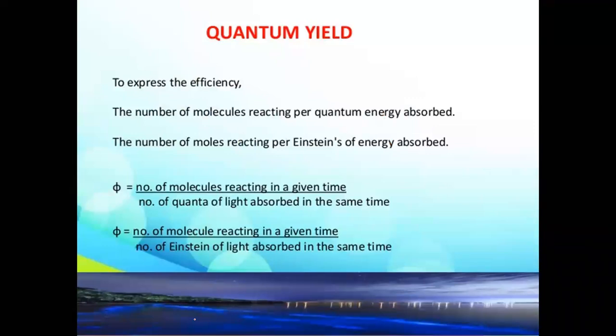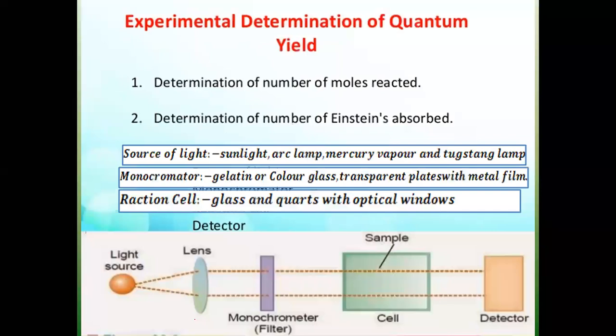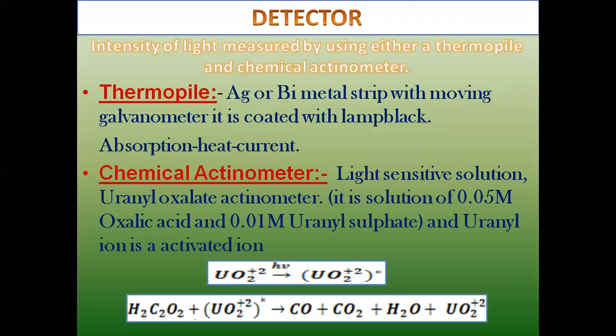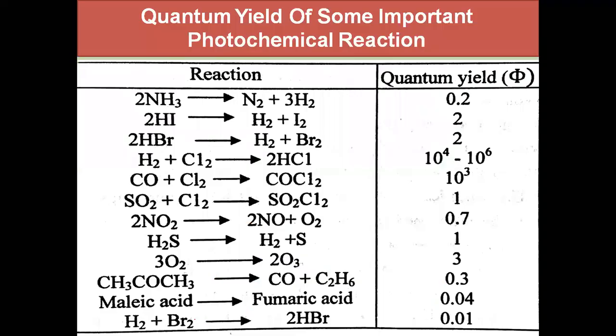Then quantum yield, you know this quantum yield is also called the efficiency. It is the ratio of the number of moles reacted upon the number of quanta of energy absorbed by the reacting molecule. So there are methods to determine these two terms. Some experimental methods are there, thermometer, then chemical actinometer, some reactions and their quantum yield.